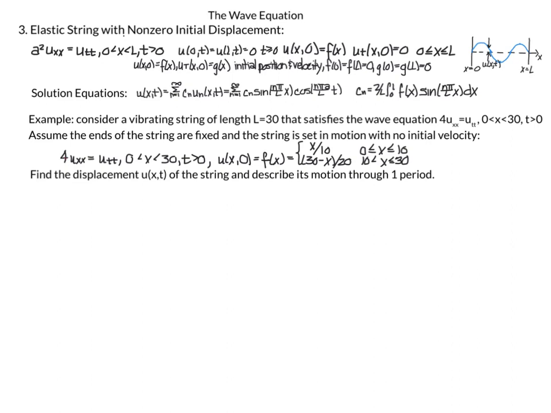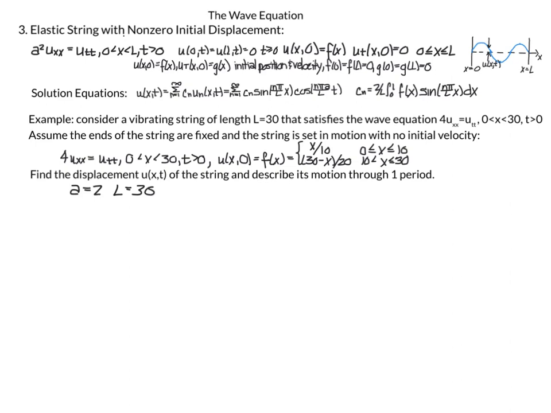So we have 4u second partial derivative with respect to x is equal to u second partial derivative with respect to t. X goes from 0 to 30. T is greater than 0. And then for t is equal to 0, we are given that f of x, the displacement, is equal to x over 10 for x between 0 and 10, and 30 minus x over 20 for x between 10 and 30. So we want to define the displacement function u of x, t, of the string and describe its motion through one period. Here I have a squared is equal to 4, so a is equal to 2 and L is equal to 30.